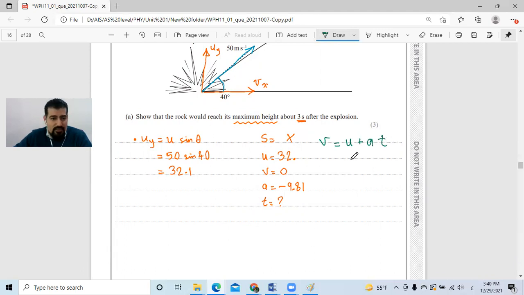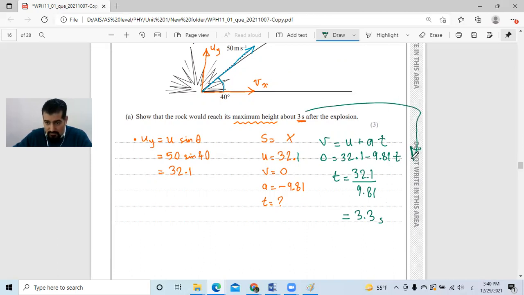Thank you, everyone. A good team. 0 equals 32.1 minus 9.81 multiplied by T. So T equals 32.1 divided by 9.81, which is approximately how much? 3.3 seconds, which is approximately 3 seconds. We will use this value to answer part B for sure. Write this down.